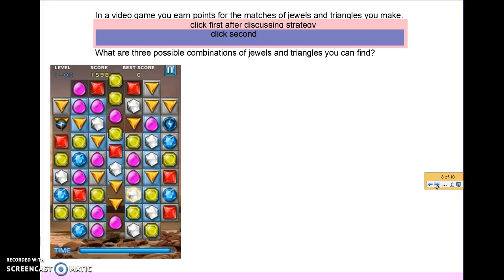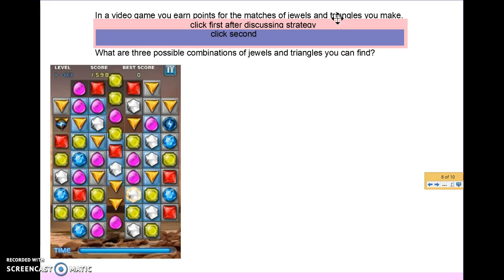Okay, so let's look at this word problem. Whenever you're looking at a word problem, you want to break it down and see what you're looking for. So the first thing we're going to do is find our let statement. So it says, in a video game you earn points for the matches of jewels and triangles you make. What are the 3 possible combinations of jewels and triangles you can find?